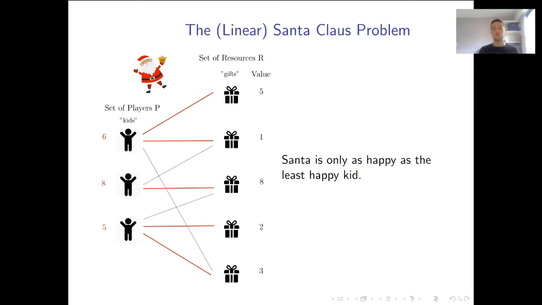So here is an example of an allocation. I give the first gift to the first player, the second gift to the first player, the third gift to the second player, and the last two gifts to the last player. You see that the minimum value among all the players is achieved by the third player. He gets a total value of only 5. So the value of this allocation is 5. Santa Claus, again, is only as happy as the least happy kid. So that's Santa Claus in the linear case, because the happiness is the sum of values of gifts.